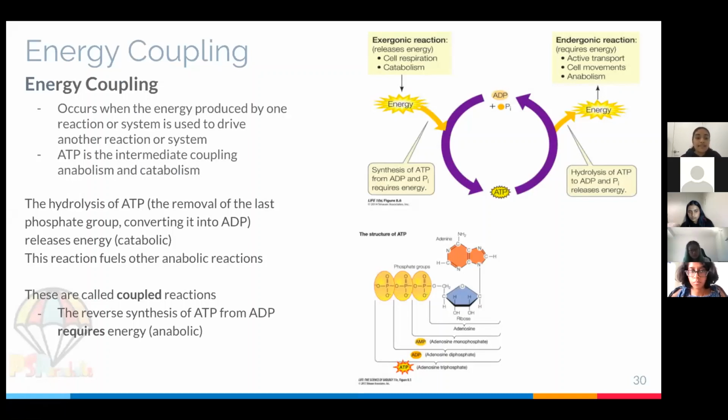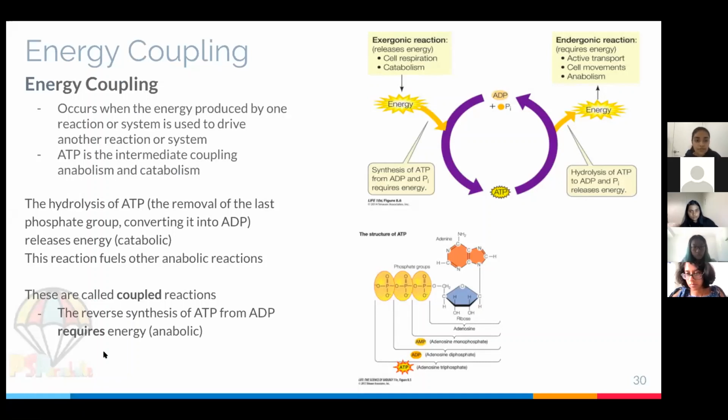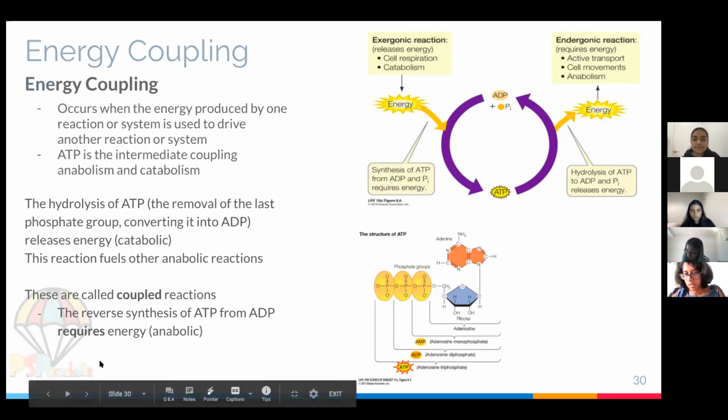for anabolism and catabolism. So the hydrolysis of ATP, that's when you remove the last phosphate group, as you can see on the image on the right. You remove the phosphate group, and that converts it to ADP. This process releases energy that we can use in different reactions and processes, and these are called coupled reactions. And the reverse, synthesis of ATP from ADP, you'll need energy. So that's anabolic. Next slide.